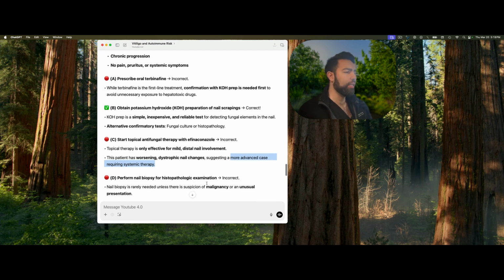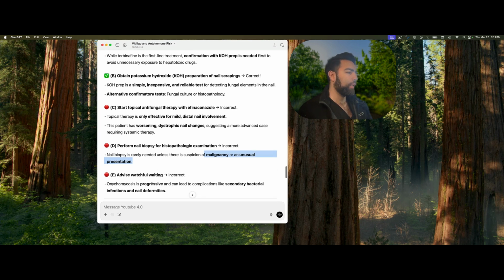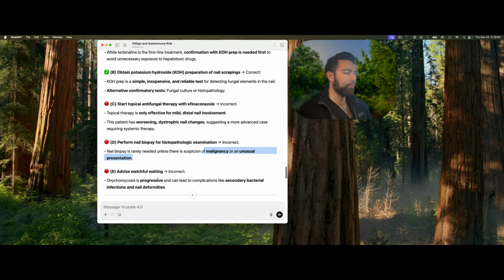Nail biopsy, so this would be great, but it is usually rarely needed, because if you were thinking this was related to malignancy or had an unusual presentation, then you would do that. The last one was watchful waiting. That would be incorrect because onychomycosis is progressive and actually can lead to secondary bacterial infections and nail deformities.